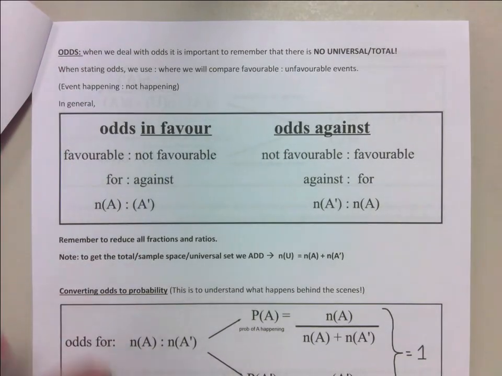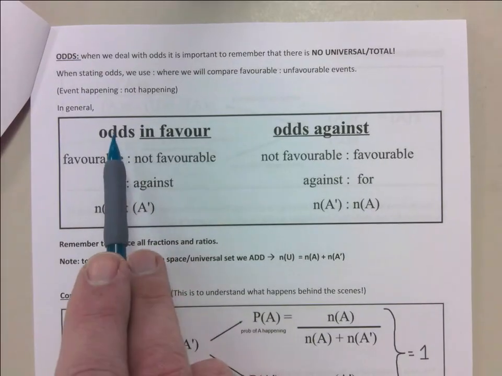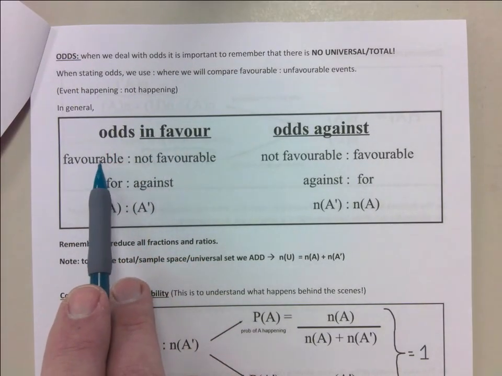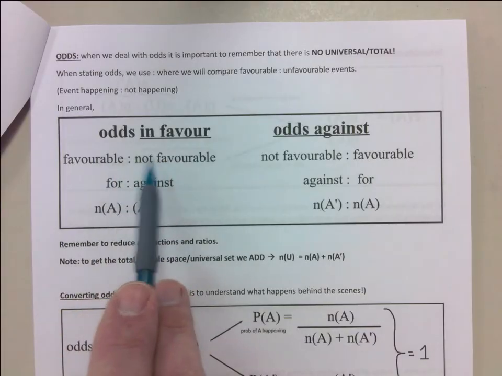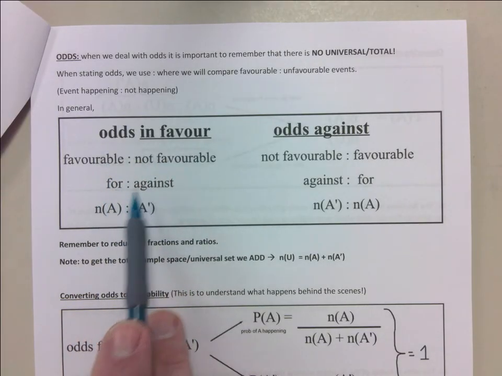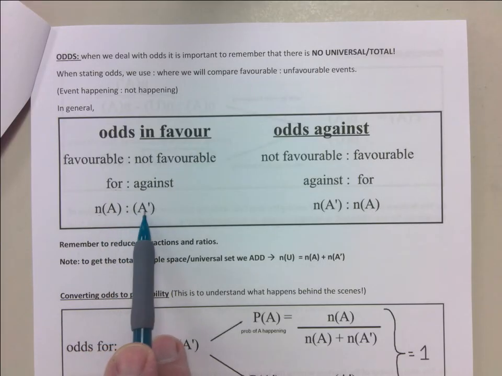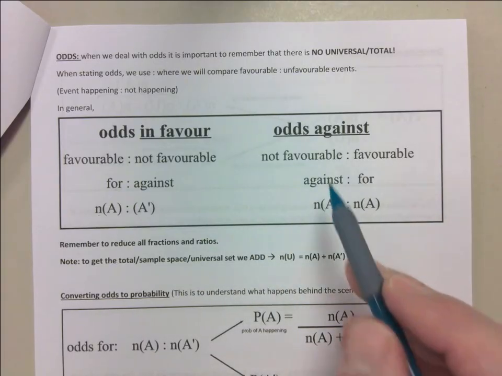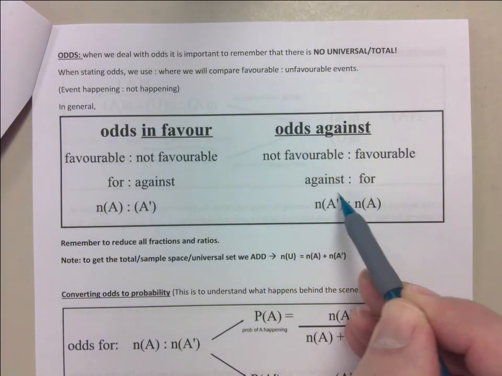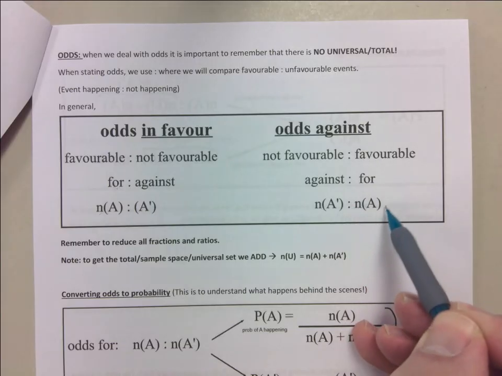This is a review again of odds on page 6. Odds in favor: you want favorable and not favorable compared, or for and against, or A compared to not A, right? If it's against, you want the event not happening first and then it happening second.